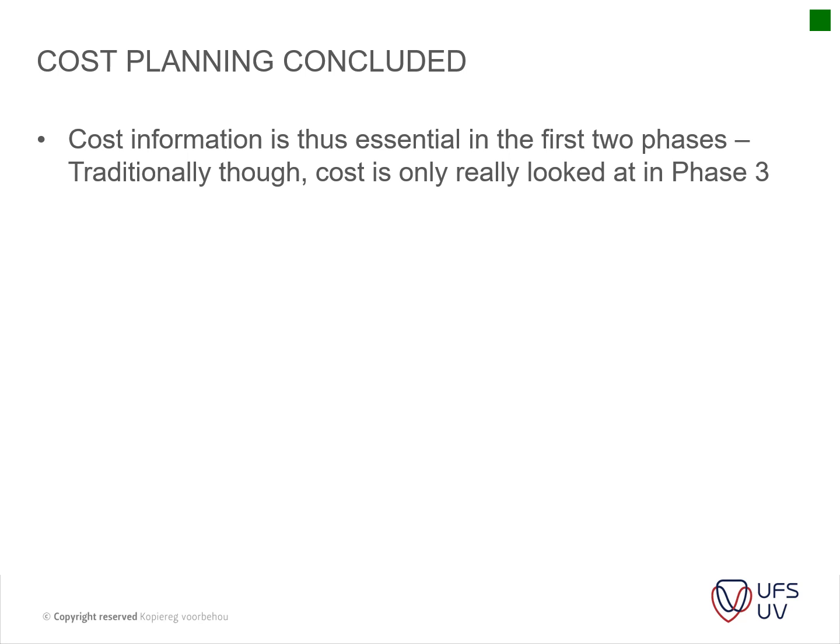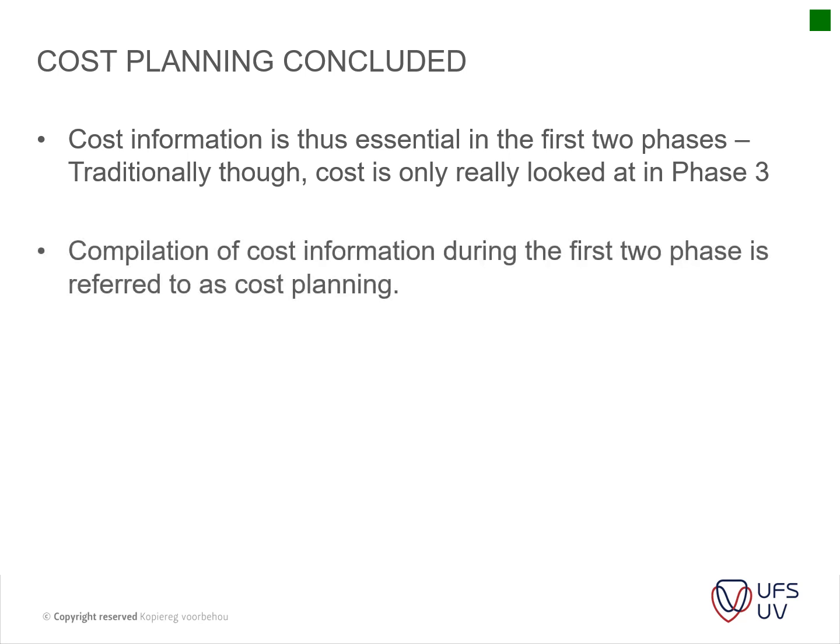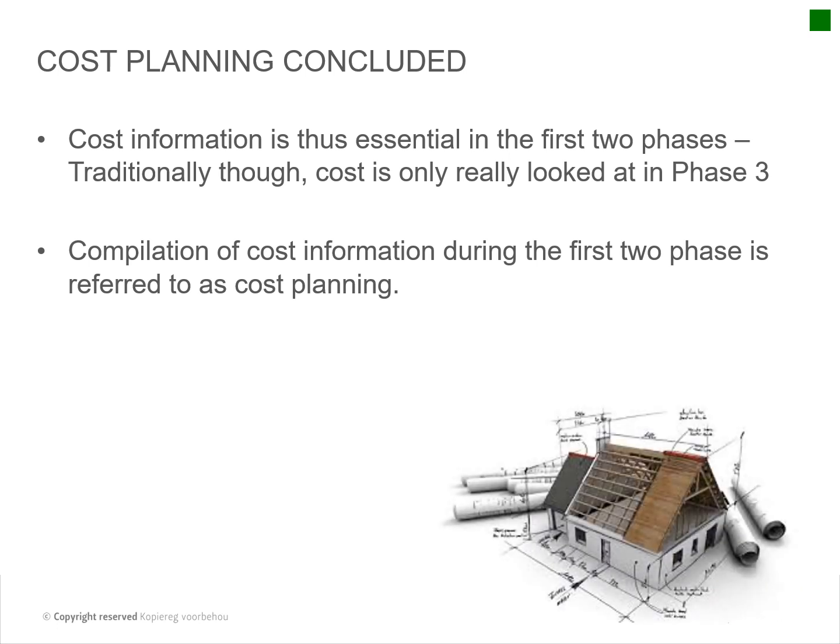Usually good project developers do focus a lot on the cost in stage 1 and 2, because they want to make that informed decision whether they're going to commit to this project. So usually when you get to stage 3, you're already committed to this project, because now you're spending a lot on fees for this project. So the money starts flowing a little bit more, so there's much more commitment. The compilation of the cost information during the first two phases is referred to as cost planning.